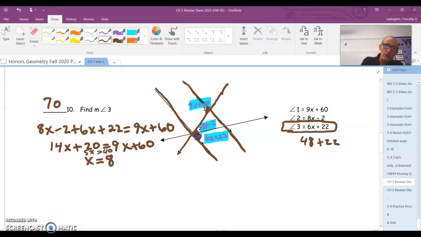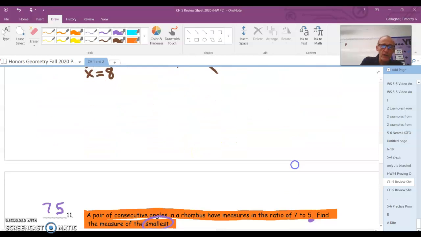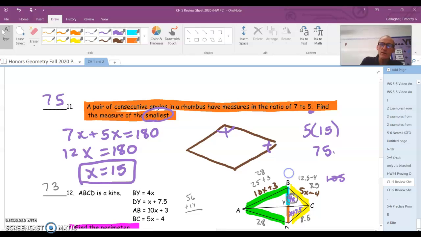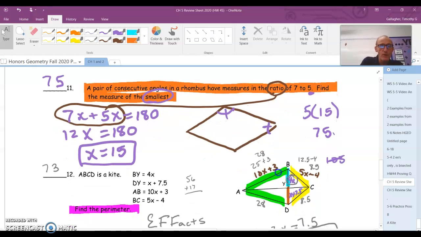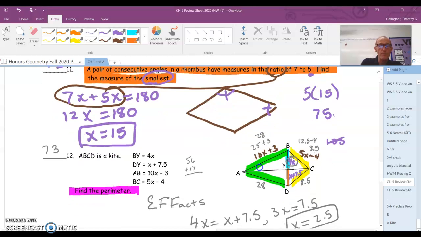alternate interior angles are congruent, where you're going to add angle 2 and angle 3. And problem number 11 is a ratio. So that ratio is evident here. And solving for x gives you the answer for x, but you have to answer the question.